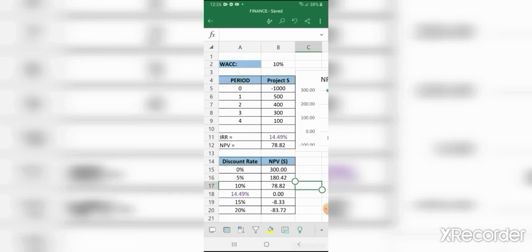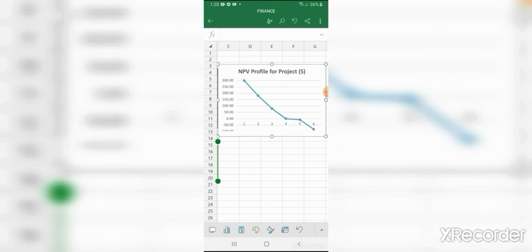So there are steps in preparing the NPV profile. First, we need to find the NPV of Project S, which is 78.82. The second one is the IRR, which is 14.49%. We need to remember that IRR is the discount rate that causes the NPV to equal 0. So the discount rate at which the profile line crosses the horizontal axis is the project's IRR. When we connect the data points, we have the NPV profile. So this table shows the NPV profile for Project S.